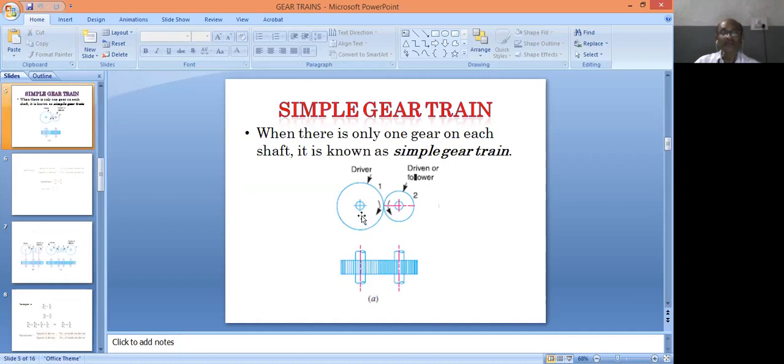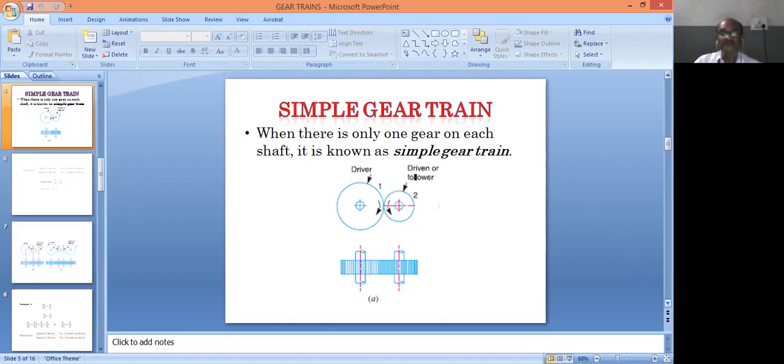Here the gear wheel 1 is assumed to be given the power, so it acts as the driver. The driving gear 1 drives the gear wheel 2, so gear wheel 2 acts as the driven wheel or follower. Each shaft carries only one gear wheel, so a simple gear train is defined as a system of gears in which each shaft carries only one wheel. When the driver rotates in the clockwise direction, the follower gear rotates in the opposite direction, that is, anti-clockwise.